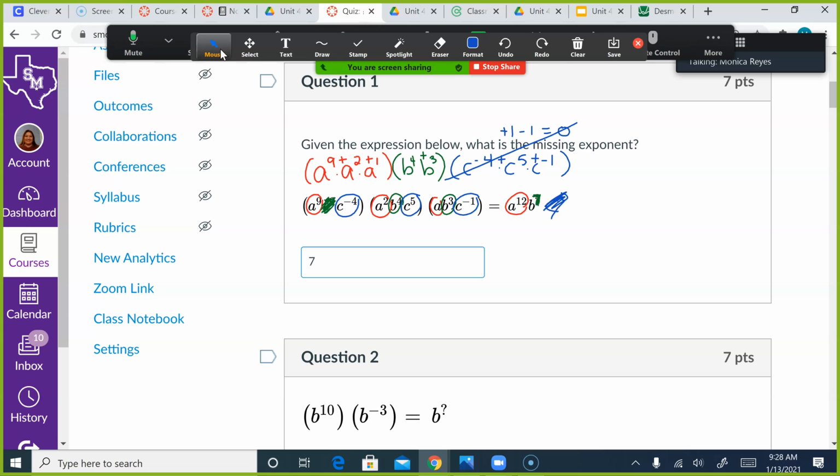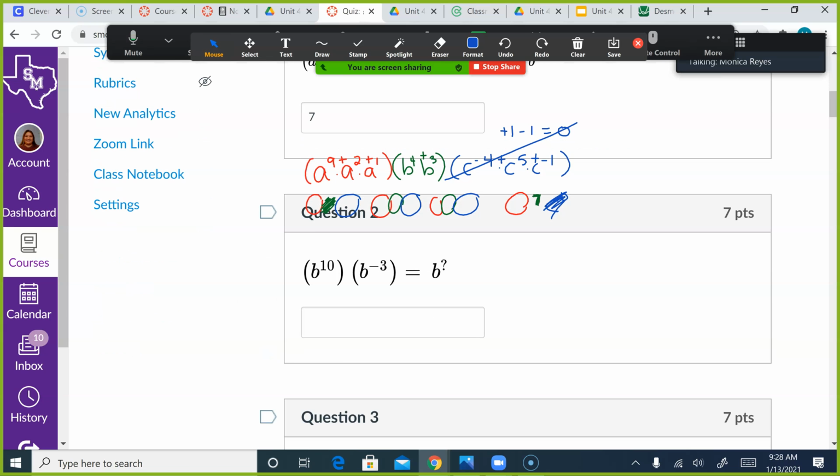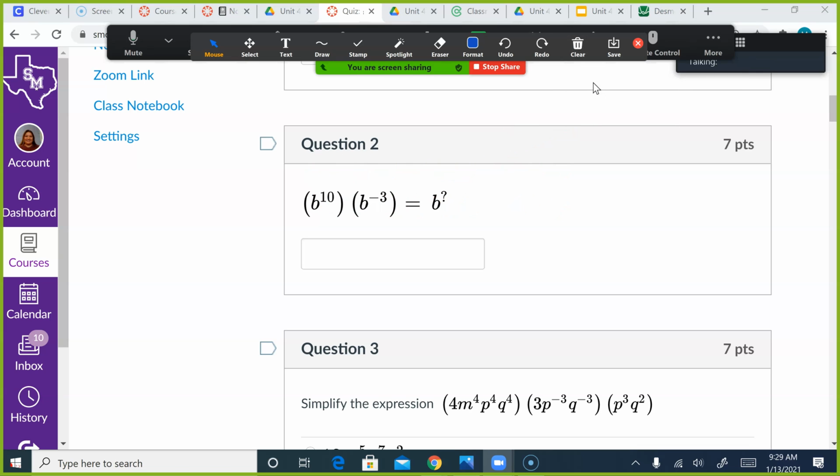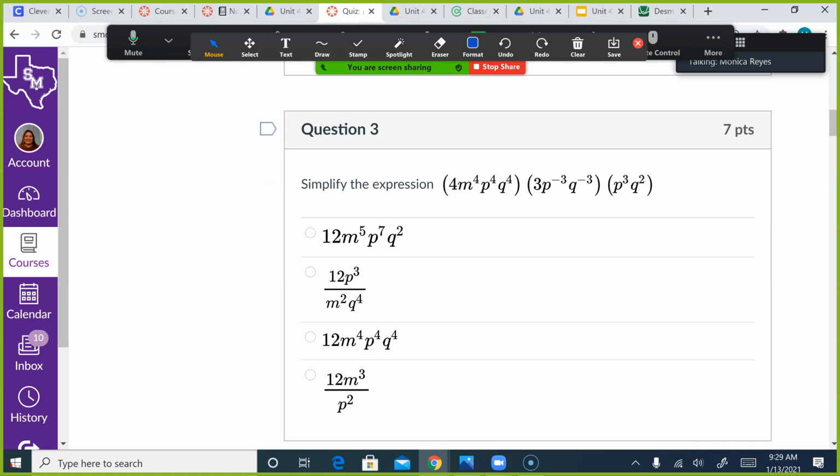Okay, so you go ahead and do number 2. Number 2 should be fairly quick because you're just going to add them together because you only have one variable. But then number 3 might take you a little bit more time because you have to combine the numbers and then the variables. You'll probably have multiple variables.